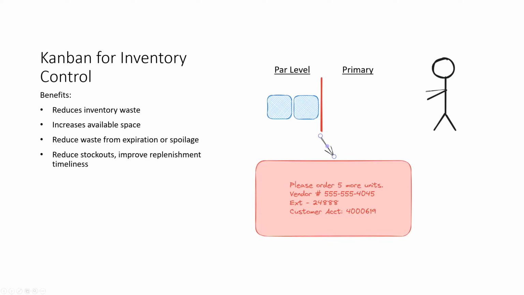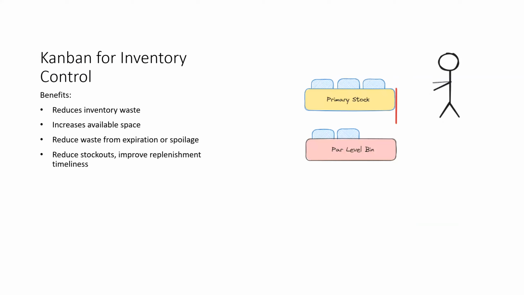These cards are most helpful when the relevant information for reordering is printed on them and kept up to date. By the time the order is received, the par level should be close to depleted or just depleted, hence the phrase just-in-time delivery. Benefits of a system like this are a reduction in inventory waste, increase in available storeroom space, and a reduction in inventory spoilage.